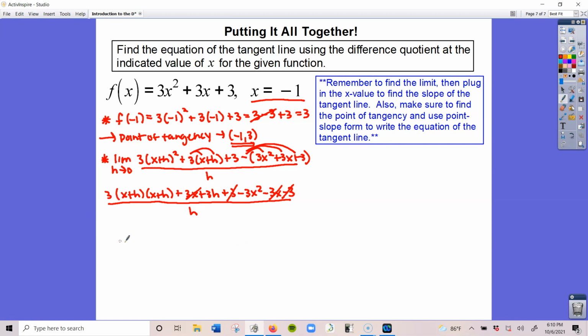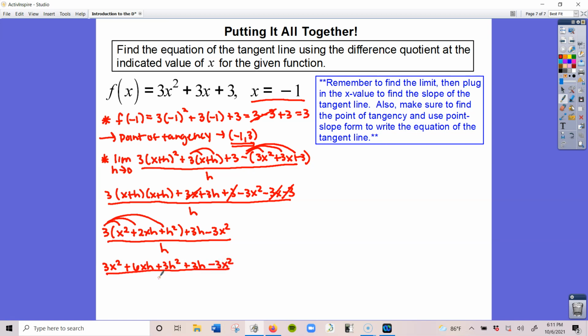Now let's work on distributing here. When I distribute this binomial, as we've seen many times already, that's x squared plus 2xh plus h squared. Then I have the plus 3h and the minus 3x squared, all over h. Distribute the 3. We get 3x squared plus 6xh plus 3h squared plus 3h minus 3x squared all over h.